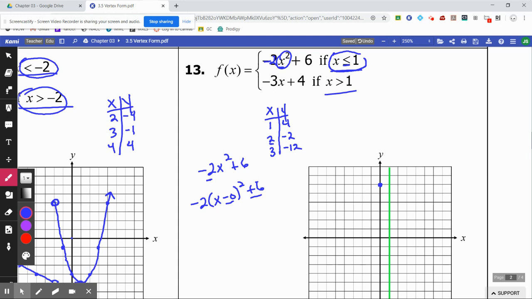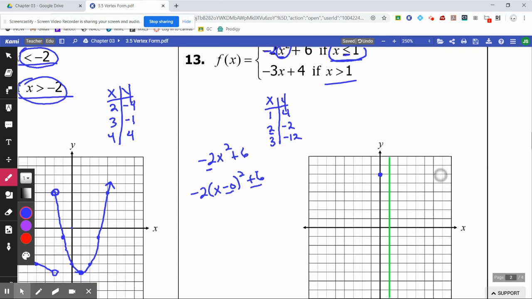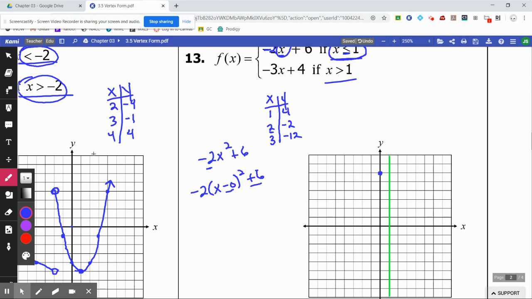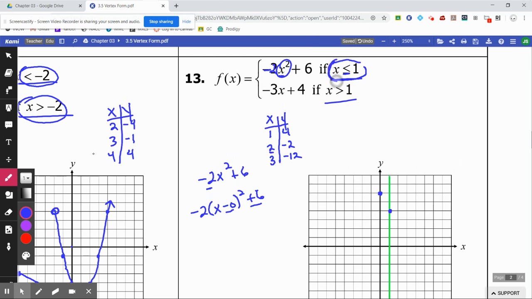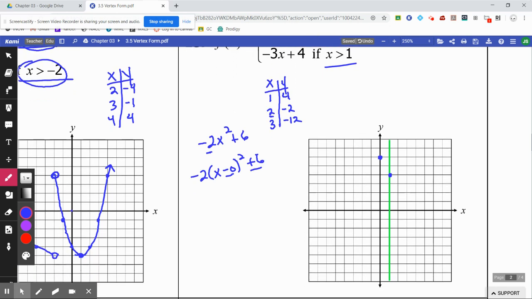So even though I plugged in 2 and 3, that's not part of my graph. So why did I do that? Let's take a look at it. When I plug in 1, I got 4. So we are going to do a solid circle because once again, it's on my graph because it's "or equal to." If I have that dot, then I can also mirror it on this side.